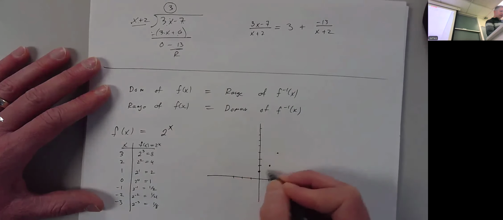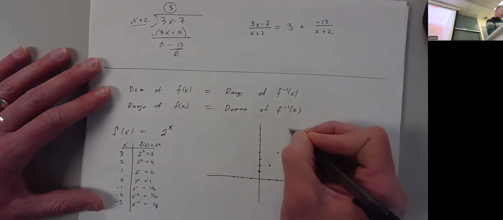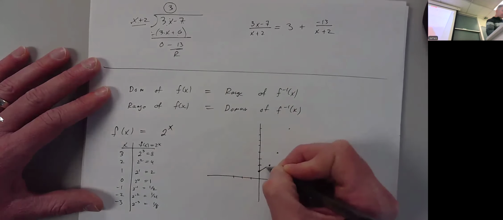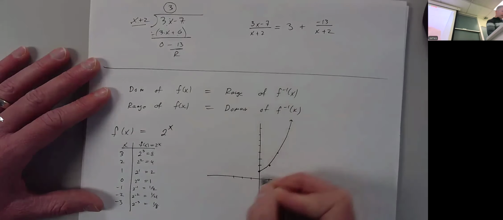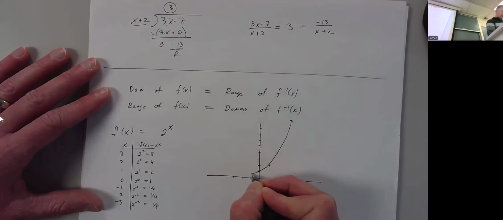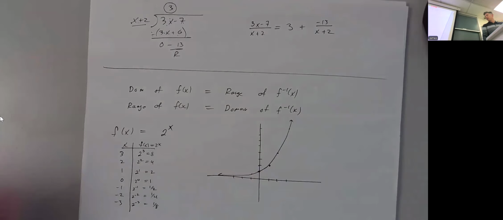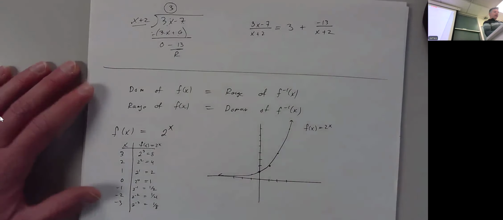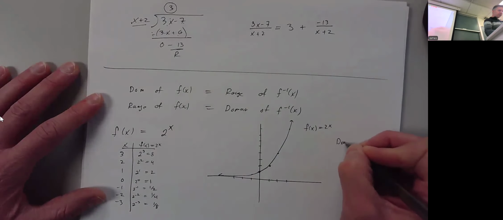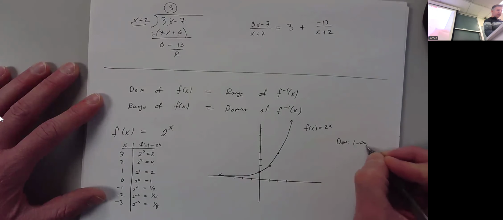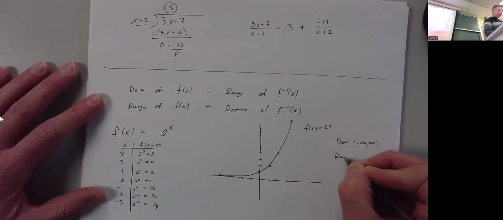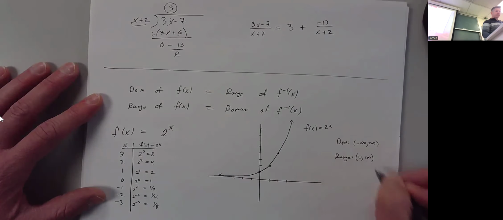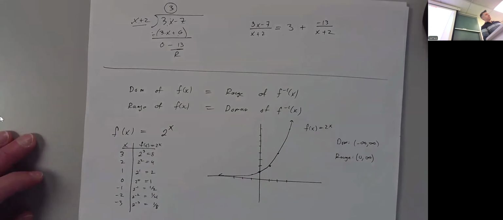Plotting some points here, 0, 1, 1, 2, 2, 4, 3, 8. I usually don't plot the points to the left, I just eyeball it because it gets small real fast. So there's your usual exponential function shape. And we have a domain of all real numbers. We have a range of all positive numbers, but not zero, not positive.